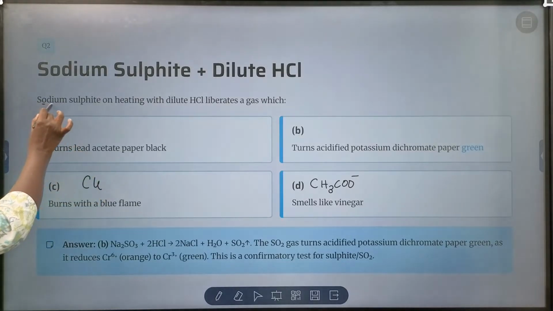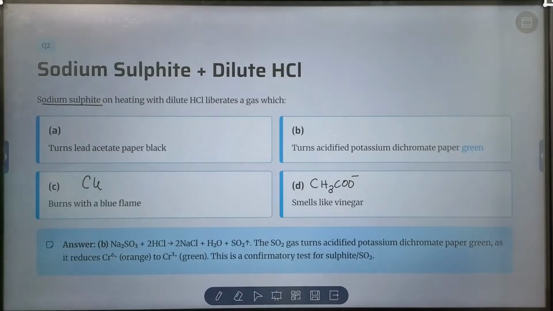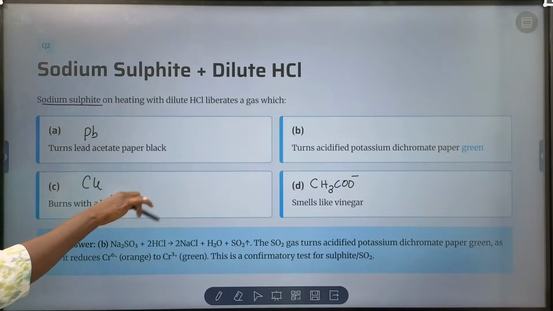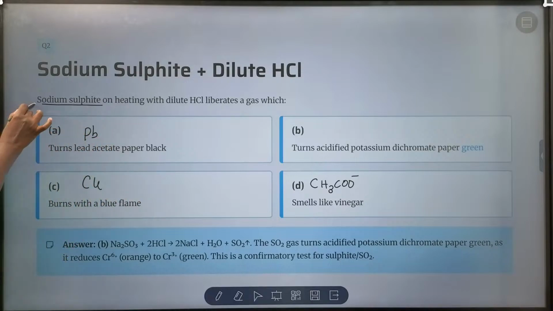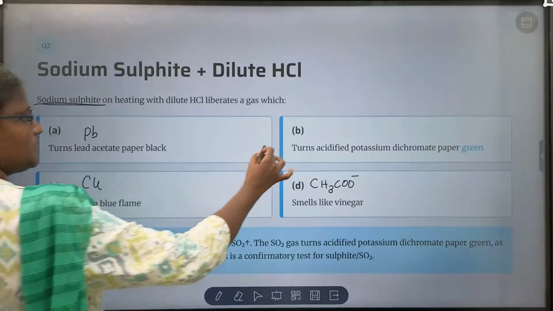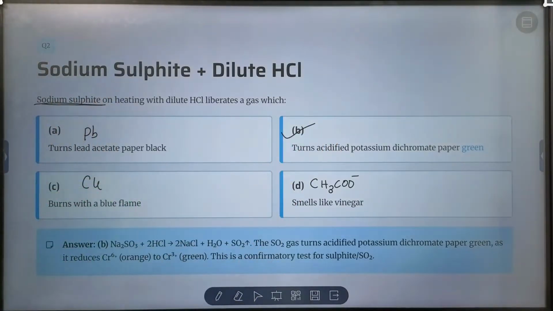Then it is the presence of copper, right? Sodium sulfide is a salt here. And it turns lead acetate paper black. Then it should be the presence of lead. And all these options are wrong because the salt is actually sodium sulfide. Then automatically, which is the right option? So this is the right option. Okay. So how is it so?